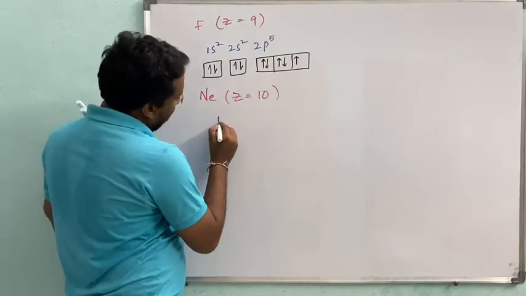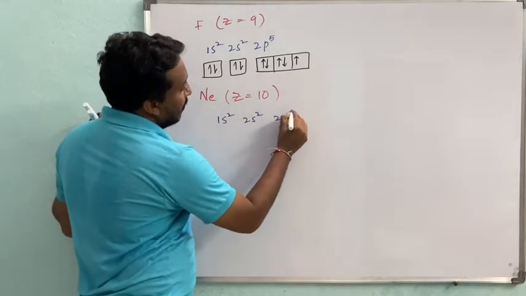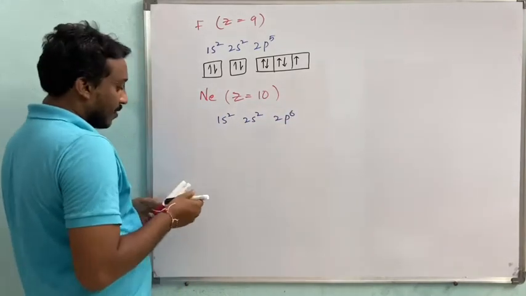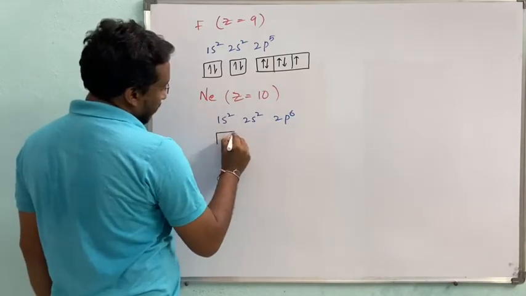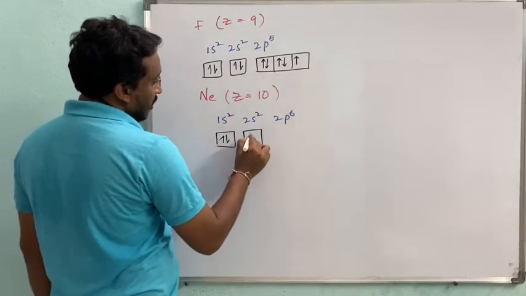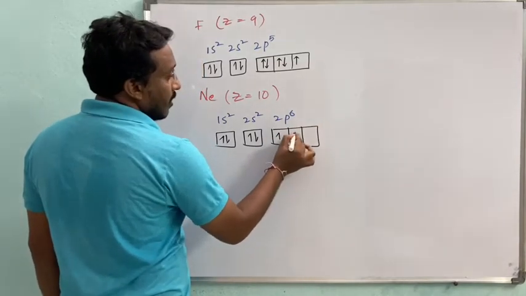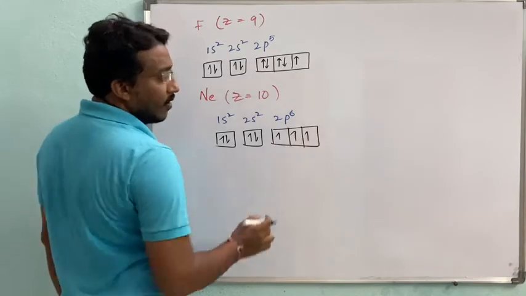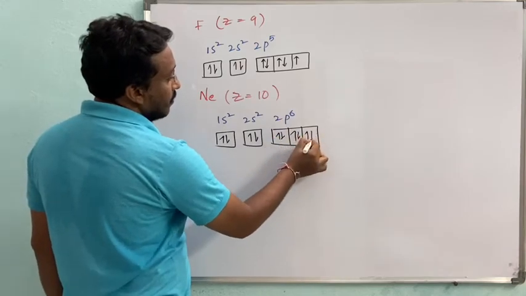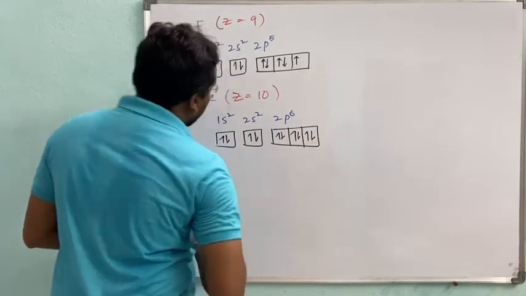Its electronic configuration is 1s2, 2s2 and 2p6, right? 2 plus 2 is 4, 4 plus 6 is 10. Here, first electron, second electron, third electron, all the 3 are filled up. Then after that we have to start pairing electrons, 1 2 3, got it? Then total 6, right? This is the way we have to fill it.